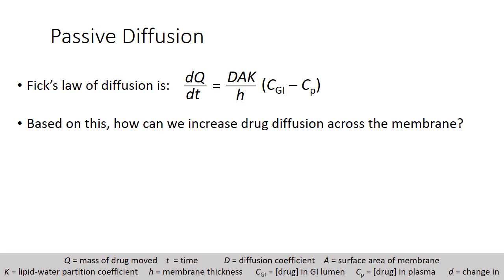Hopefully that's pretty simple to understand. I want you to understand how to apply this equation. If I give you these terms, how would you calculate the mass of drug absorption per unit time, when we're talking about just passive diffusion here? How would you change some of these terms? One question is, based on this, how can we increase drug diffusion across the membrane? I want you to pause it yourselves and think about that, and then I'm going to talk about some things we can do to increase drug diffusion specifically.